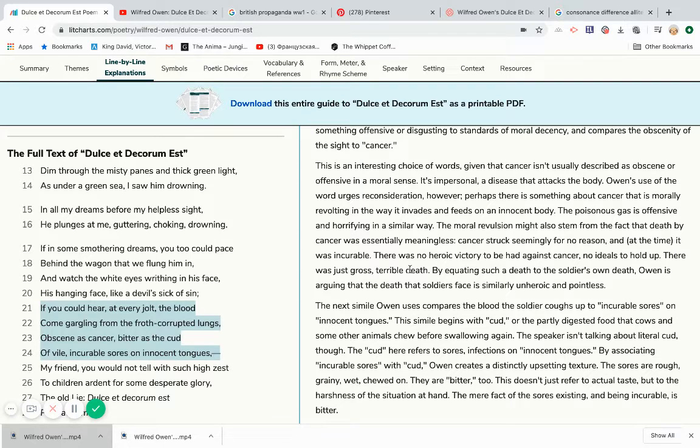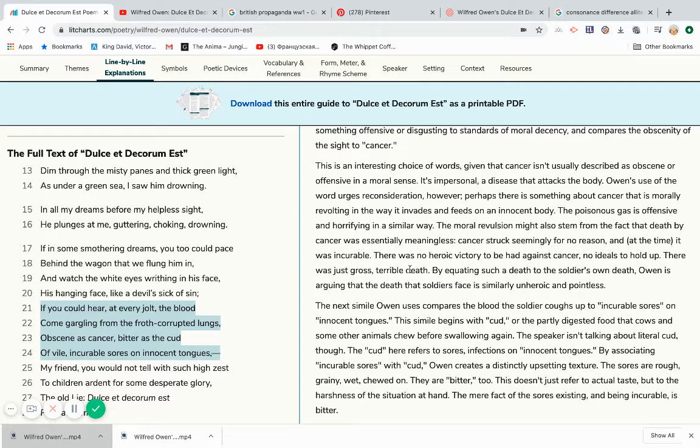Perhaps there is something about cancer that is morally revolting in the way it invades and feeds on an innocent body. The poisonous gas is offensive and horrifying in a similar way. The moral revulsion might also stem from the fact that death by cancer was essentially meaningless. Cancer struck seemingly for no reason, and at the time it was incurable. Still is to a very large degree.